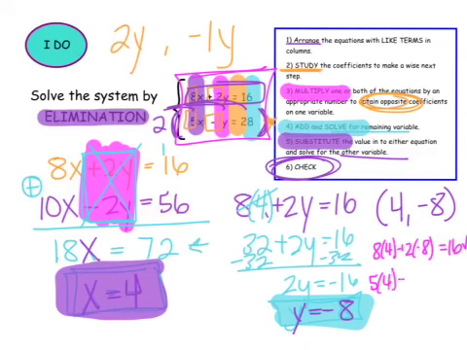5 times 4 minus negative 8. We get 20 plus 8, which, yes, it is 28. And so we did solve correctly with our answer checked out. And our final solution would be 4, negative 8.